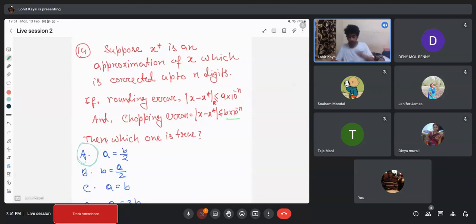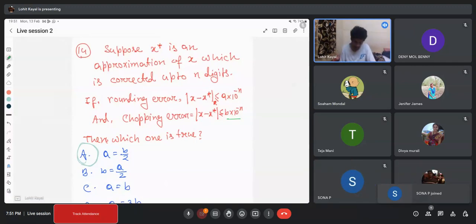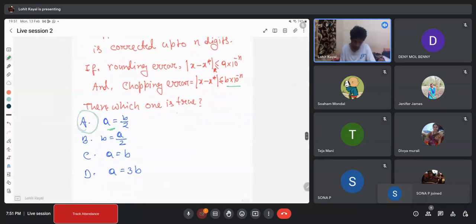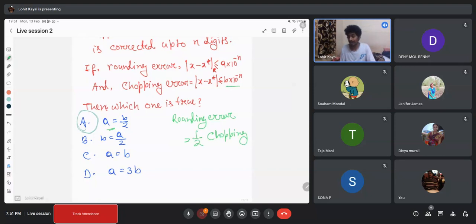Okay. So if you go to the lecture on the rounding error and chopping error, you will find that this will be the correct choice. It will be the case where the rounding error is always half of the chopping error. So you get a more accurate result in case of rounding a number rather than chopping. Okay. So from that part, you will get that this answer is the correct one.